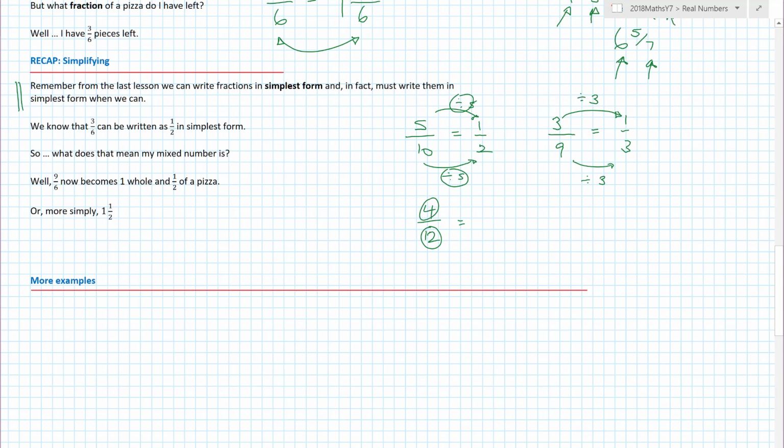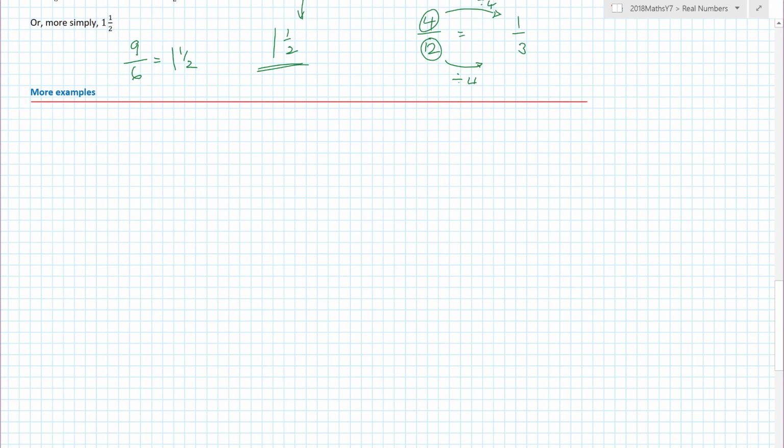Well, I know that 4 and 12 are both in the 4 times table. So I'm going to divide the top number by 4, and I'm going to divide the bottom number by 4, which gives me 1 on 3. So if we go back to my original, and I had 1 and 3 on 6, I now know that 3 on 6 can become equal to a half. So, nice and easy, 9 on 6 can be written as 1 1/2.